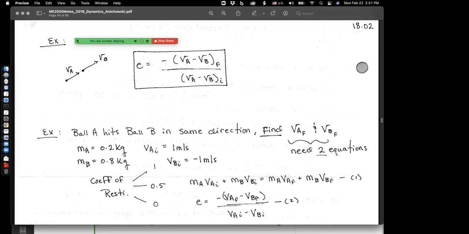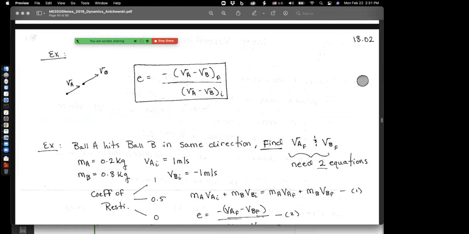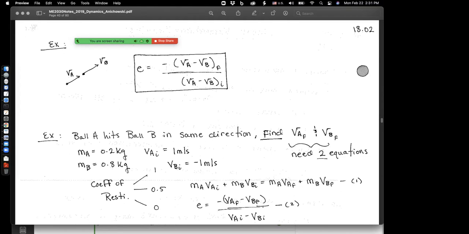Okay, cool. And we can imagine a standard kind of problem, which is basically using the two principles that we've looked at so far. So imagine a problem like this. Ball A hits ball B going in the same direction. Mass of ball A is given, mass of ball B is given, velocity of A is given, velocity of B is given. And then you're told, hey, the coefficient of restitution could be 1 or 0.5 or 0. How do you solve this problem? You're asked to solve for VA final and VB final, the final velocity of A and final velocity of B.